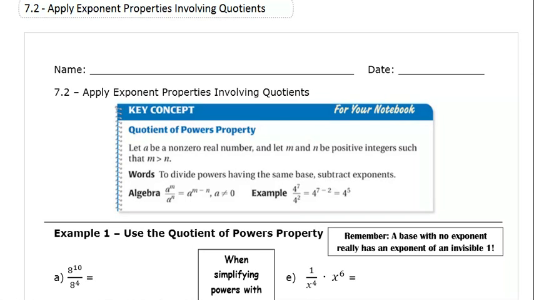So the first property in this lesson is the quotient of powers property. And that says to divide powers having the same base, we're going to subtract our exponents. So if it was a to the mth power over a to the nth, we would do a to the m minus n. In numbers, if we had 4 to the 7th over 4 squared, we would subtract our exponents because we have that common base of 4, and it would just be 4 to the 5th power.